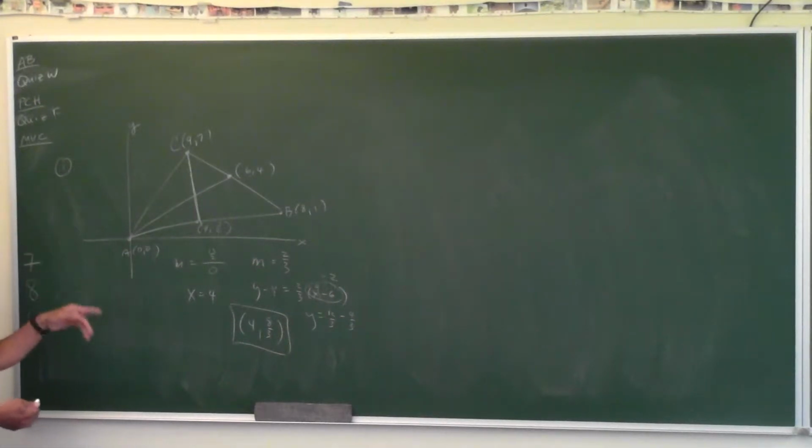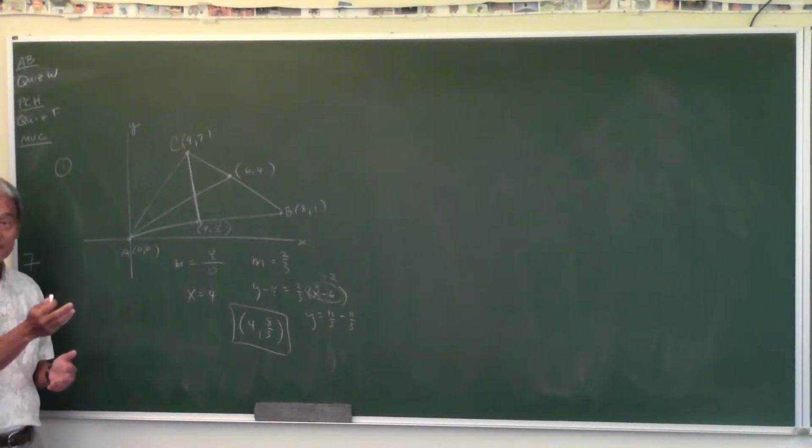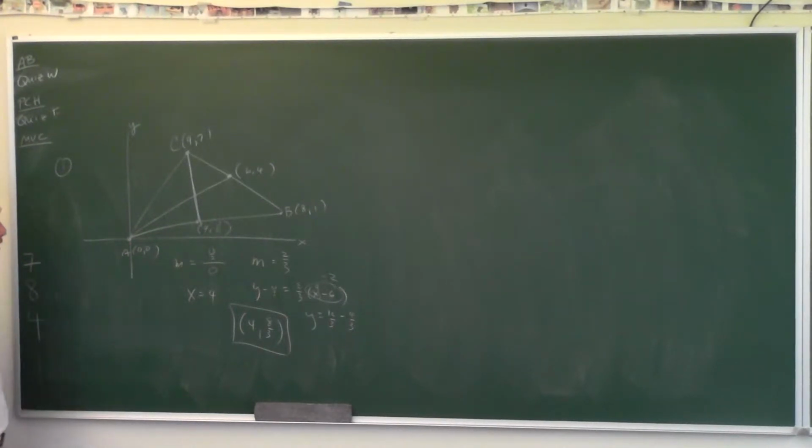Okay, but there is a shortcut to compute the centroid. Did you guys hear what she said? All you have to do is average the x coordinates and average the y coordinates. Of course, math team people, we just know it already, right?